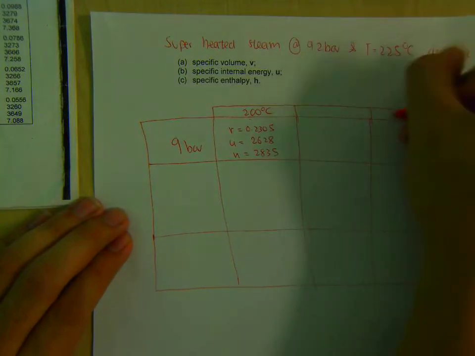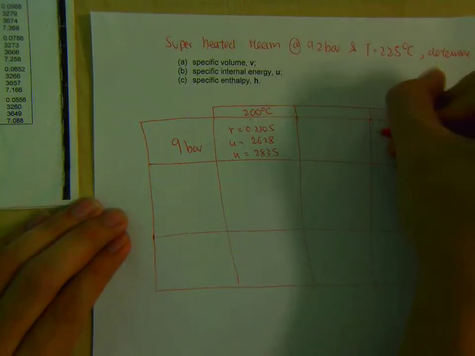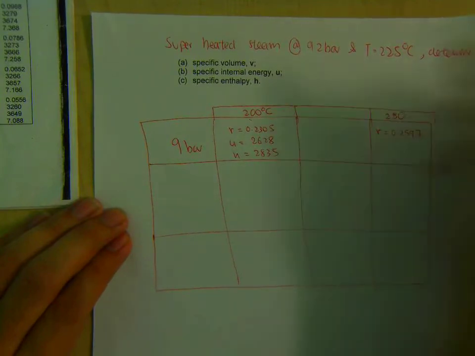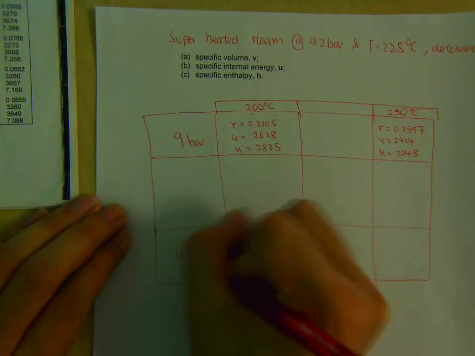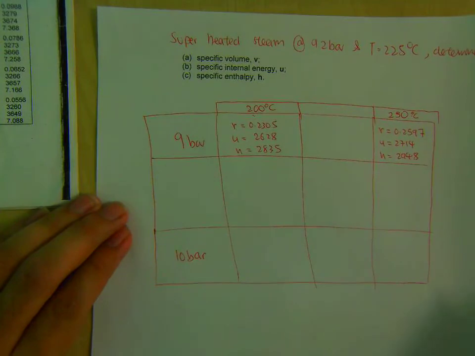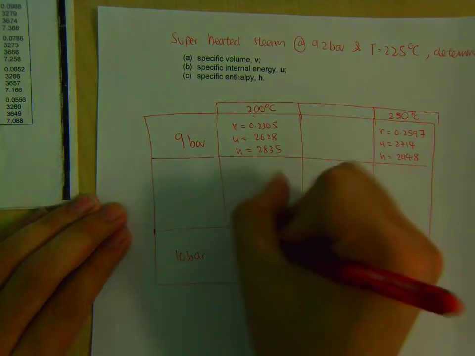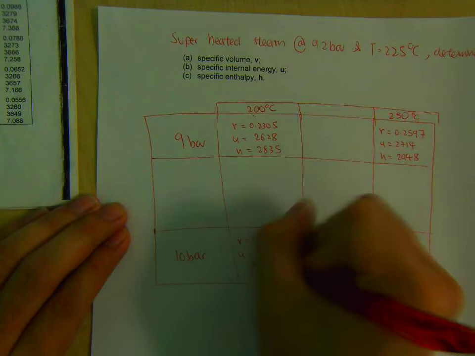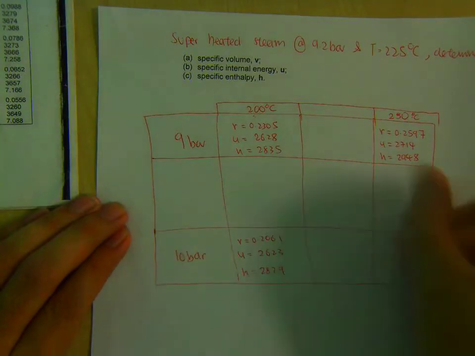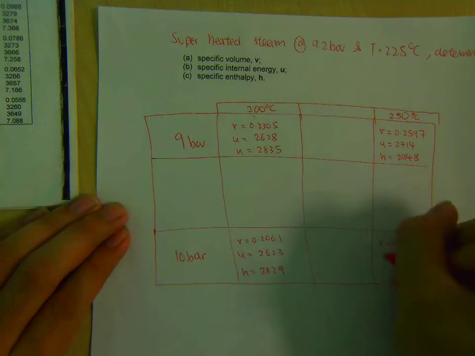Let me finish what I want to show first. U is 2714, H is 2948. All this is from the tables. At 9 bar 200, these are the values. At 9 bar 250, these are the values. Of course we have our 10 bar. At 10 bar, V is 0.2061, U is 2623, H is 2829. Same thing here, V is 0.2328, U is 2711, H is 2944.